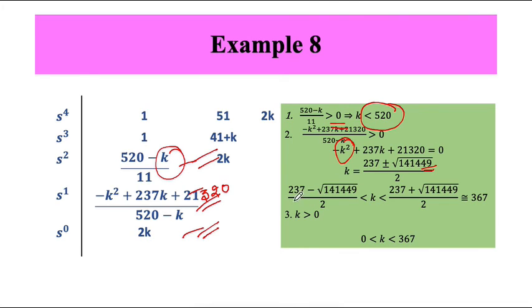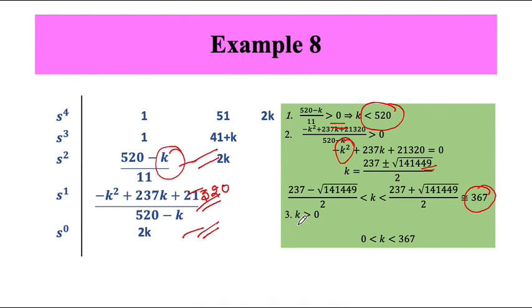So the roots of the equation are 237 plus minus the square root term, which we can calculate, divided by 2. Okay, if this term is going to be greater than 0, we need K to lie between the lower limit and the upper limit, which is 237 plus the root, divided by 2. From here I'm calculating my upper limit as 367. So here it was less than 520, now it is 367. So the upper limit is reduced to 367.